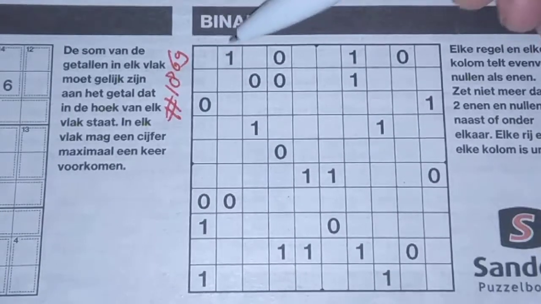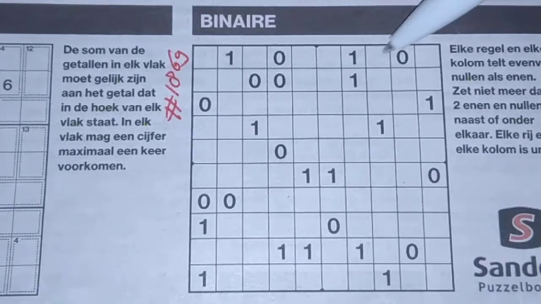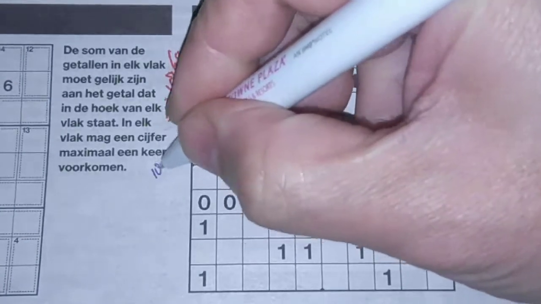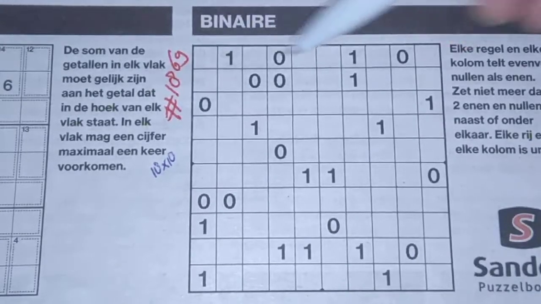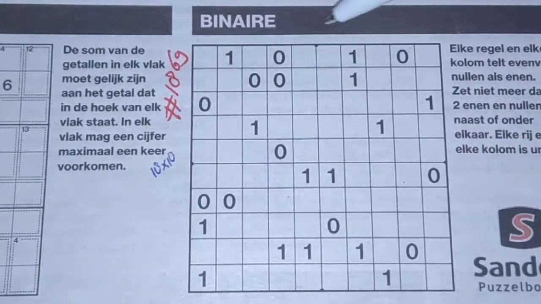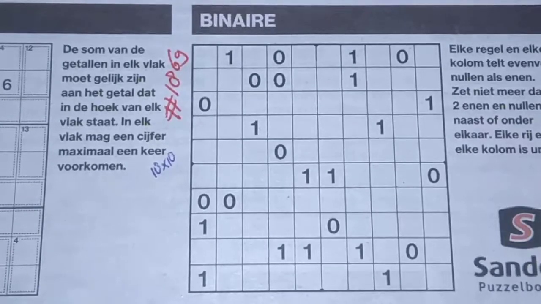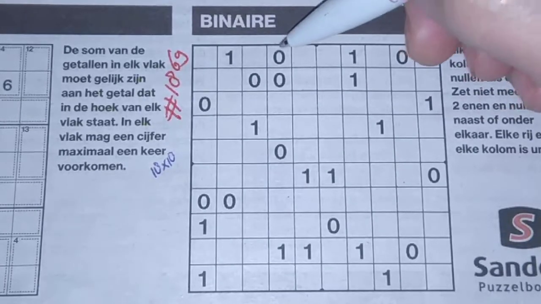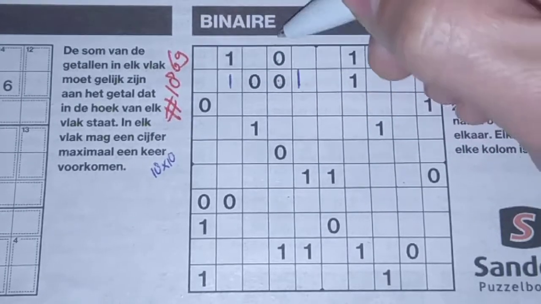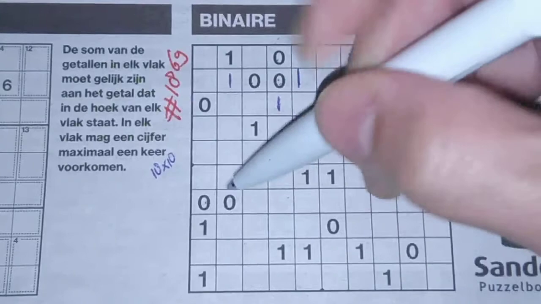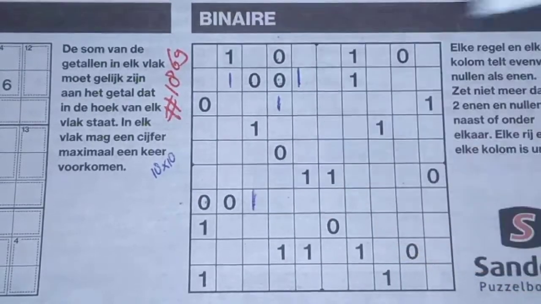Let me count: 1, 2, 3, 4, 5, 6, 7, 8, 9, 10. It's a 10 by 10 binary. That means in a row or in a column there are always five O's and five ones. All right, so let's get started. Double O, here one, there one.